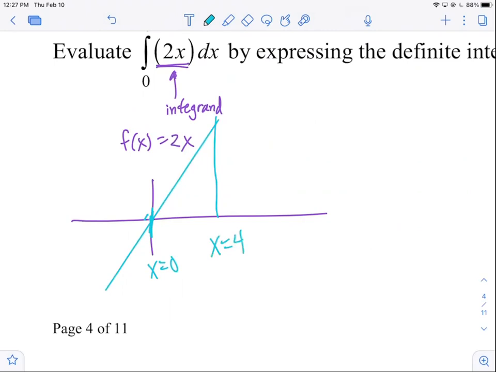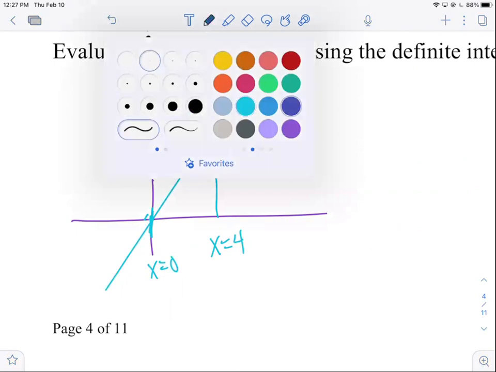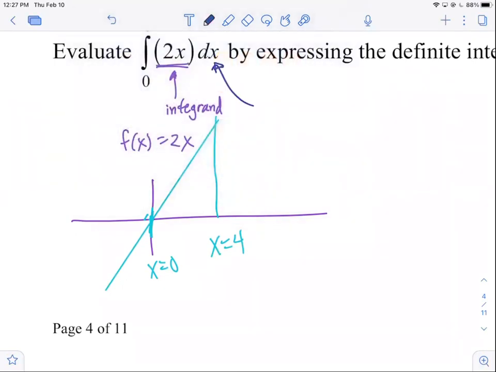Now the dx, you can think of dx as being not just with respect to x, but with respect to the x-axis. Are you okay with the WRT? Have you all seen that before? With respect to. So this would be the region we're looking for.